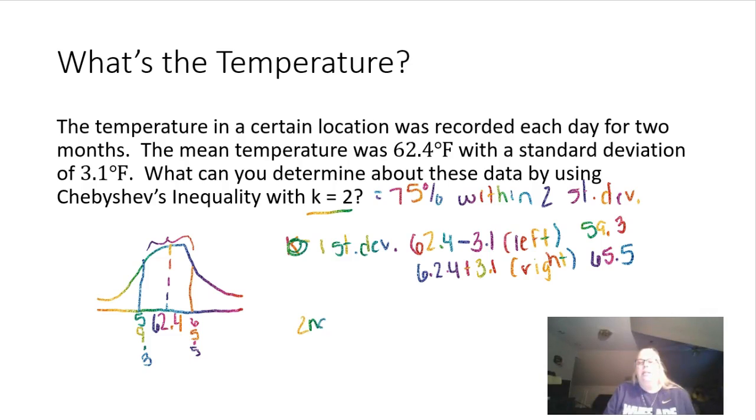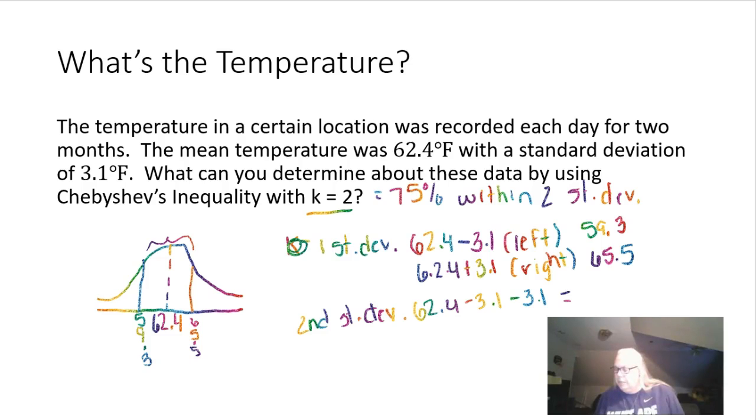All right, so my second standard deviation is going to take 62.4, and we're going to subtract 3.1 to get to one standard deviation, and then we're going to subtract 3.1 again to get to that second standard deviation. So see, I'm really subtracting 6.2. And that's going to give me 56.2.